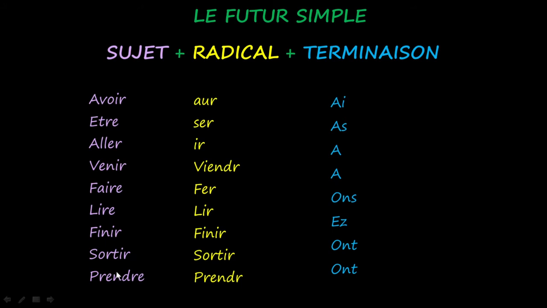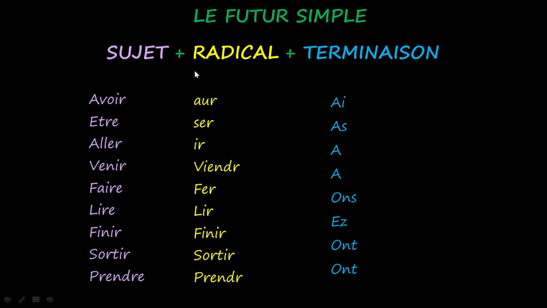Okay, so we have a large number of verbs, but in this lesson only some of these verbs are used. So we'll just see these verbs, not the rest. The radical for avoir is A-U-R. A-U-R is the radical of the verb avoir for the futur simple.